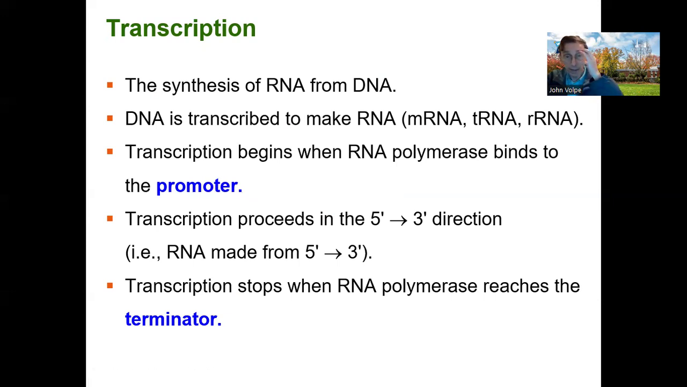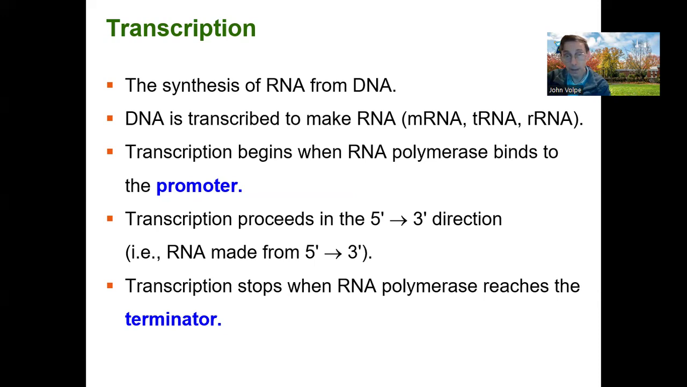Transcription then proceeds in the 5' to 3' direction. So the RNA polymerase will move down the DNA in the 5' to 3' direction, and RNA will only be made in the 5' to 3' direction. The RNA polymerase will read the DNA, transcribing it. And like I said, it will only do this in a gene, and that's because the promoter is upstream of the gene. And then the RNA polymerase will transcribe down the DNA, transcribing the gene in the 5' to 3' direction.